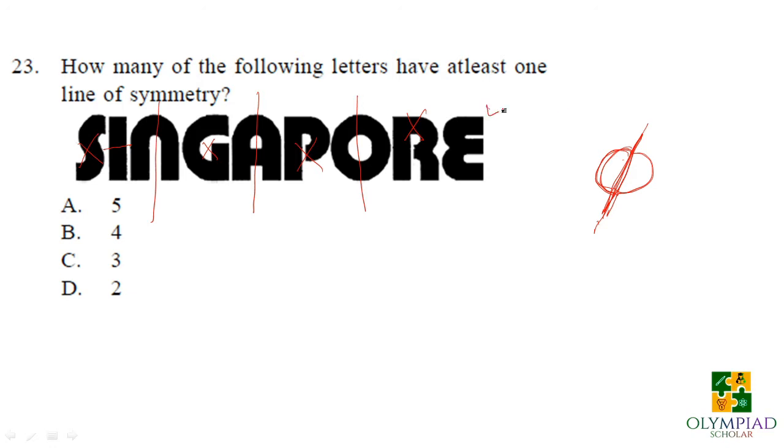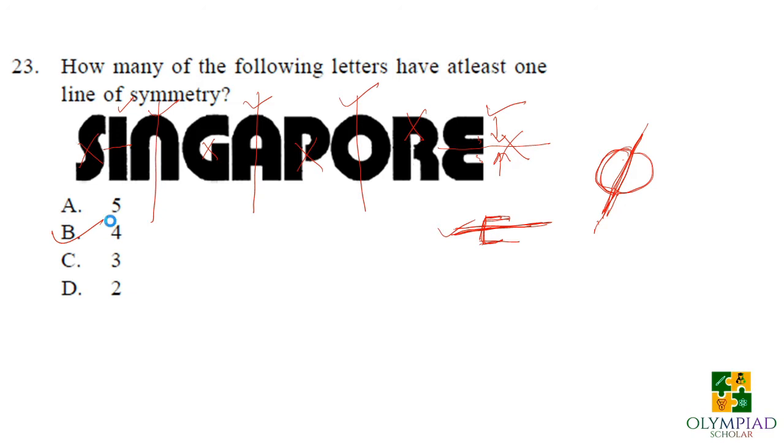But the trick is here with the letter E. In this case, if you draw a line in this part, you can see the two parts are not exactly equal because this space is different from the space in the above area. So this is not a figure which has at least one line of symmetry. So our answer is 1, 2, 3 and 4, but not 5. So for 23 the answer is B, and the answer is 4.